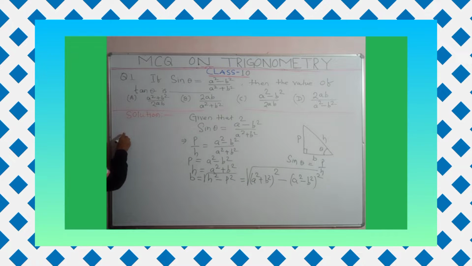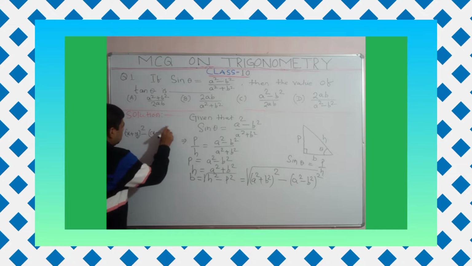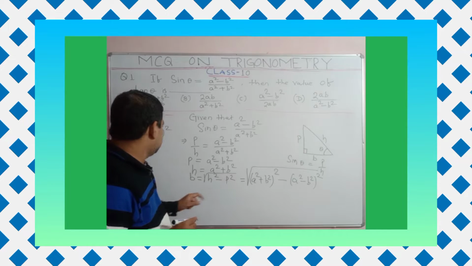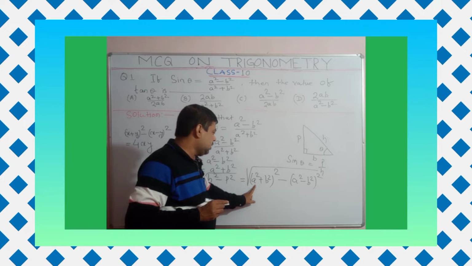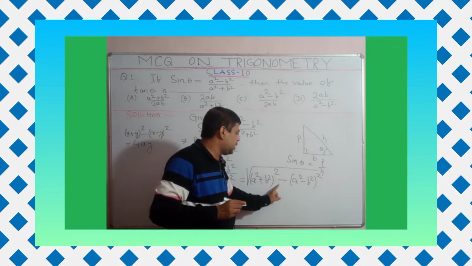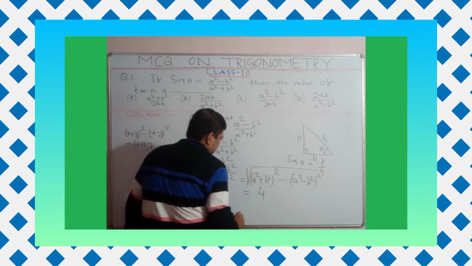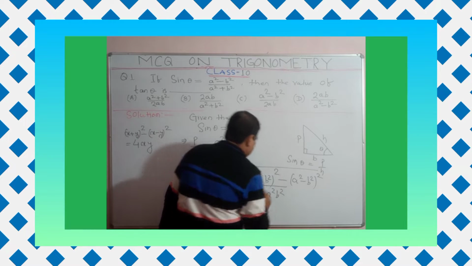Yes, one formula you know: (x plus y) whole square minus (x minus y) whole square. What is the formula? The formula is 4xy. All of you know this algebraic identity. So here x stands for a square and y stands for b square. According to the formula, (x plus y) whole square minus (x minus y) whole square is equal to 4xy. X means a square, y means b square, and we have to put the square root over it.